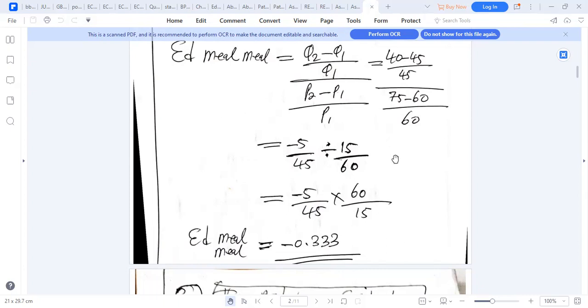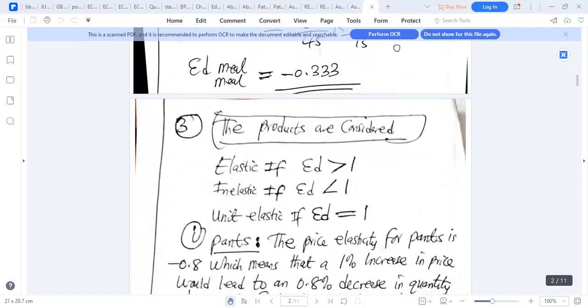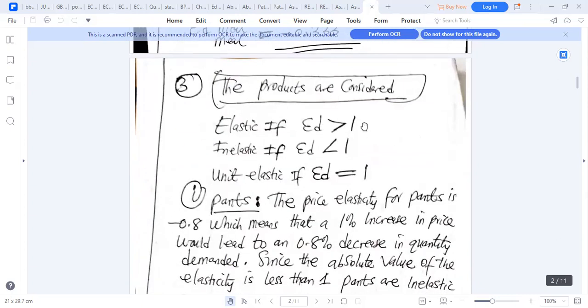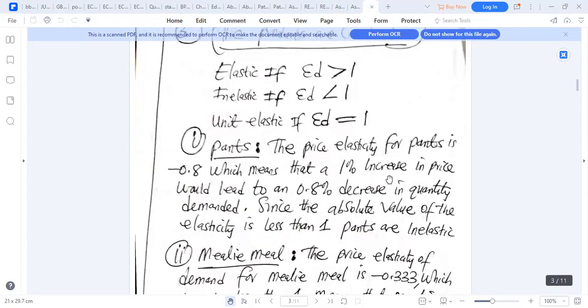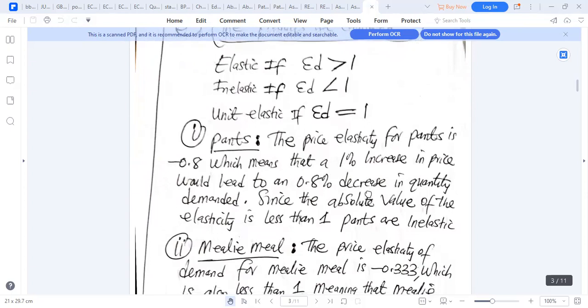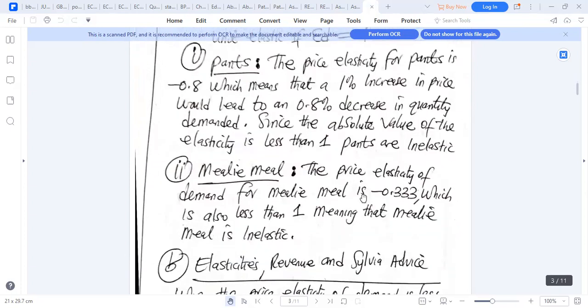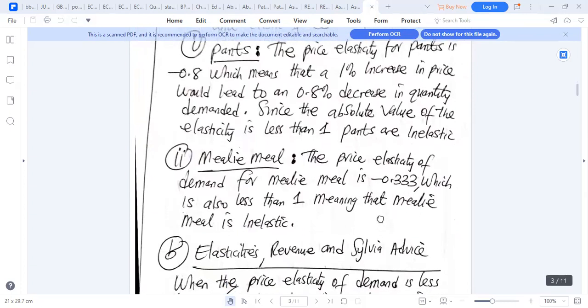All right, so which one is more inelastic? This one is more inelastic. So both products are less than one. So for the pants, if we increase price by 1%, it will result in a decrease in quantity for pants of negative 0.8%. Since the value is less than one, you can say it is inelastic. Same with millimeter. If we increase price by 1%, 0.033% will be the decrease in the quantity demanded. It's also inelastic. All right.